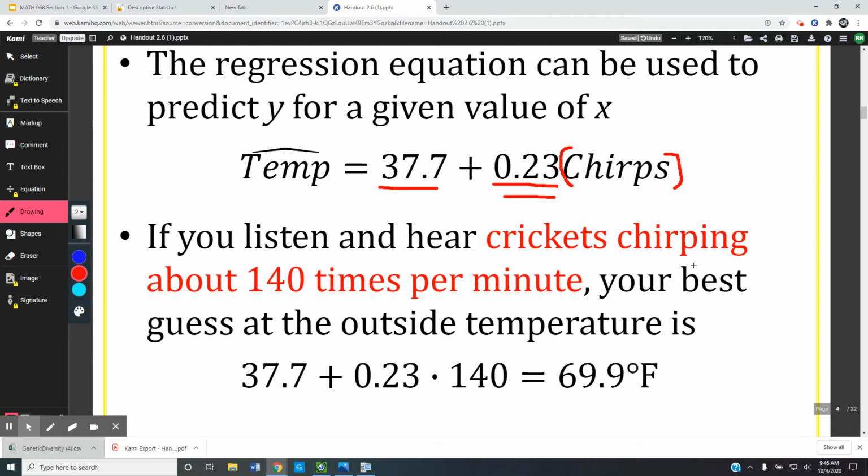It says if you listen and hear cricket chirping about 140 times per minute, your best guess at the outside temperature is, so you would insert a 140, you would do the math, and 37.7 plus 0.23, which is the slope, multiplied by the explanatory variable, 140, and this is where the insertion took place, will yield a prediction, not an actual data point, but a prediction of 69.9 degrees Fahrenheit.